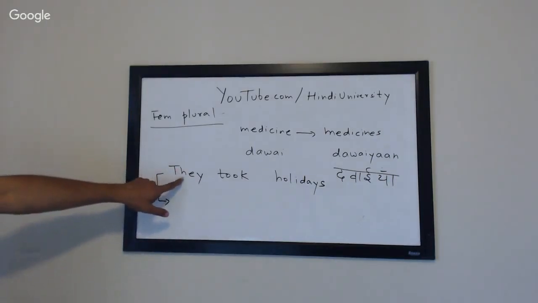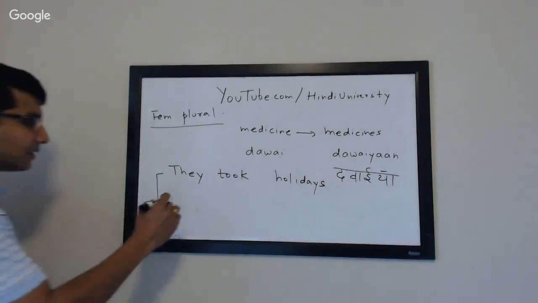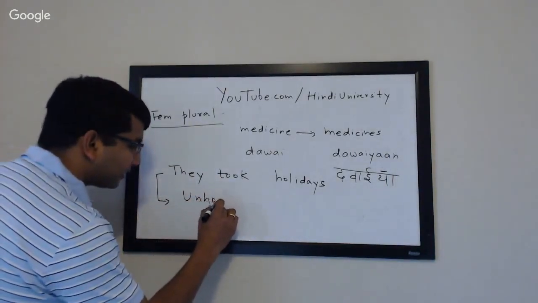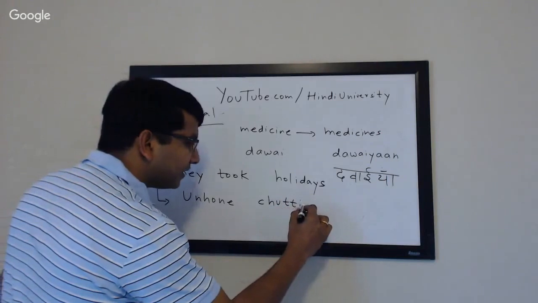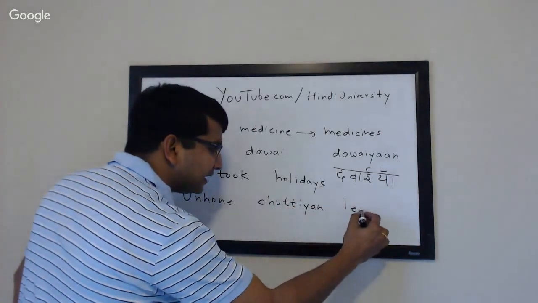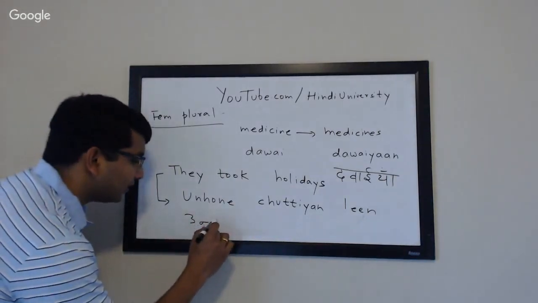I have the pronoun as, it's a different pronoun. So very good, right? So you'll be saying unhone, and then plural for chutti is chuttiyan, right? So unhone chuttiyan, and then you're ending with li, right? Unhone chuttiyan li.